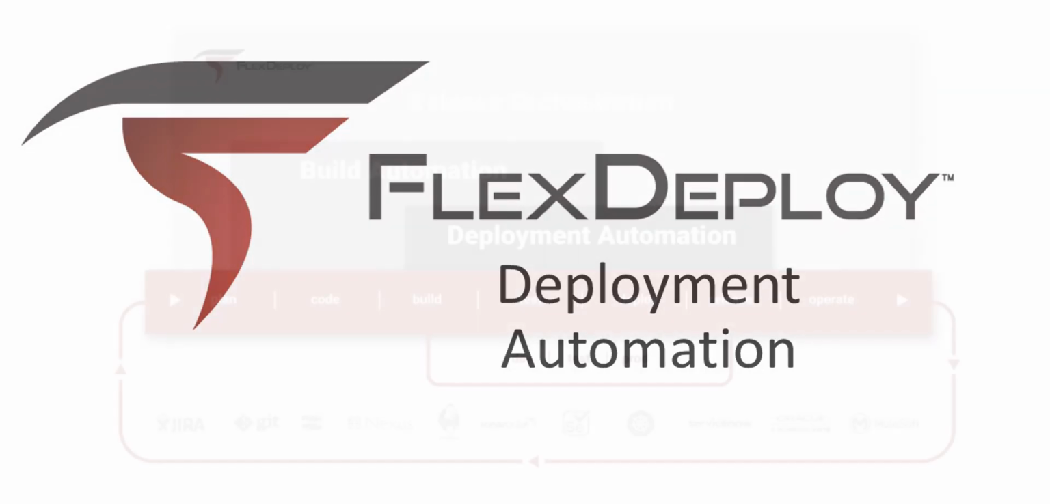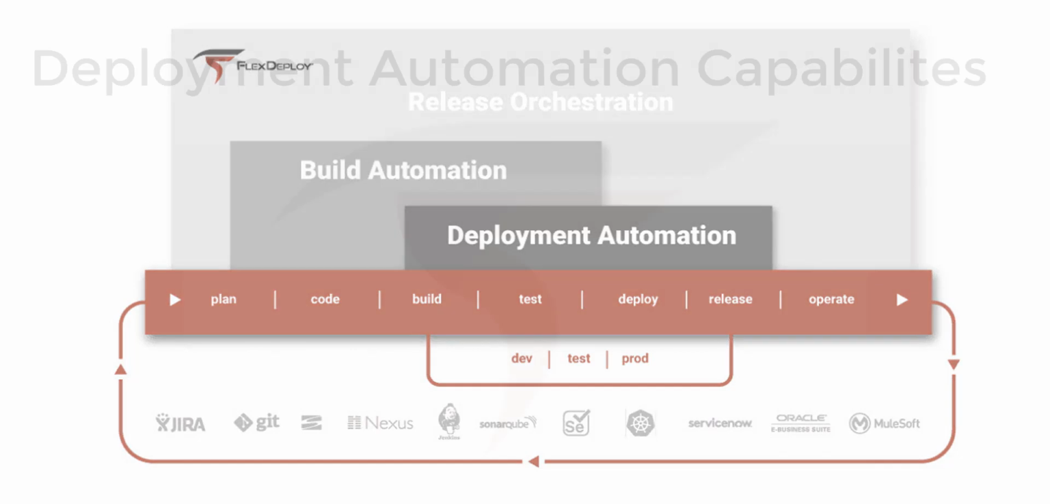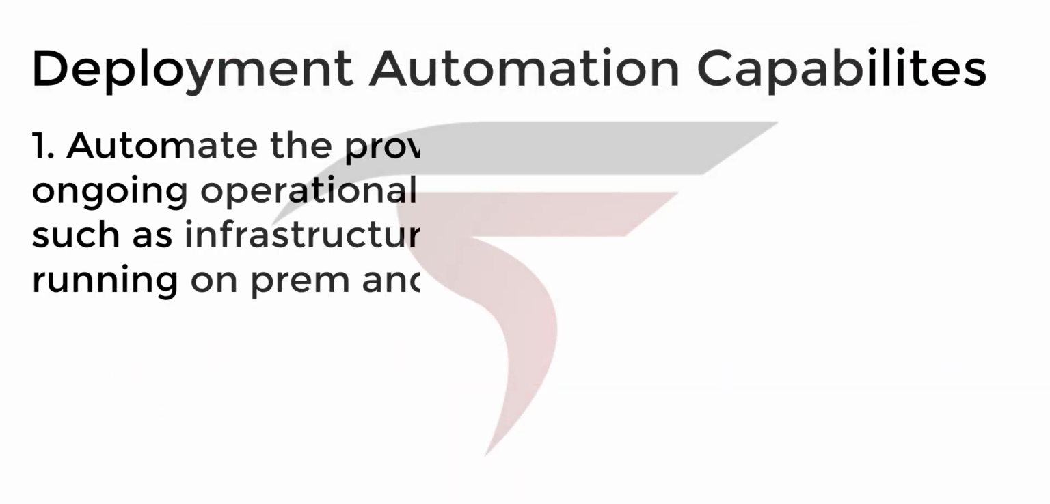Deployment automation is the centerpiece of the FlexDeploy DevOps platform. Deployment automation features integrate with build automation and release orchestration to provide a comprehensive solution. In a broad sense, deployment automation enables two foundational capabilities. The first is resource automation and management.